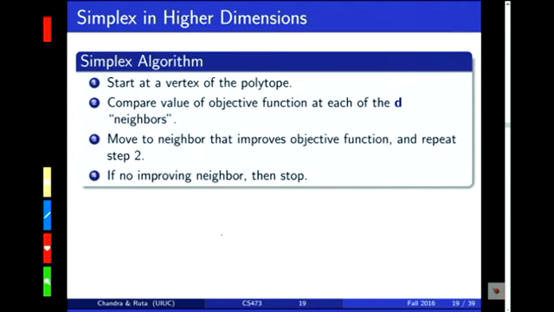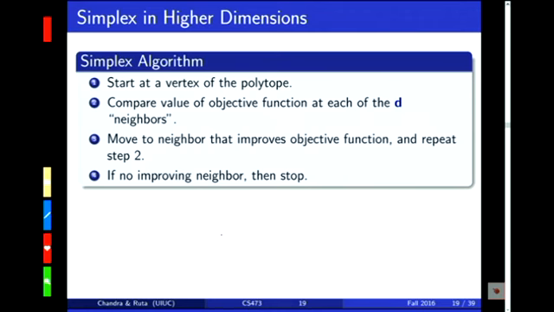So the simplex, you can imagine: if you have all these answers, you start at an arbitrary vertex. If it has a neighbor with a better objective, you move to that. And again, you repeat the same step. If there is no neighbor with a better objective, you stop. That's simplex. It's as simple as that.